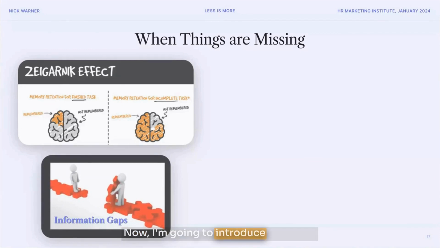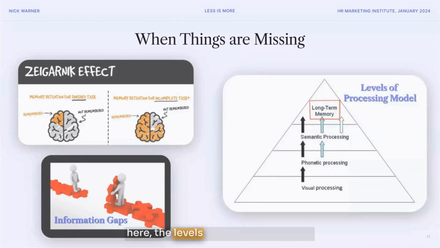Now, I'm going to introduce one more potentially seemingly unrelated concept here, the levels of processing model. The basic idea is that our cognition processes things first visually, then verbally, and then semantically, which is to say conceptually and understanding. Visual and verbal are most often on autopilot as we go about the world. Semantic is most often not on autopilot. It takes dedicated effort. And to get into long-term memory, you need semantic processing.